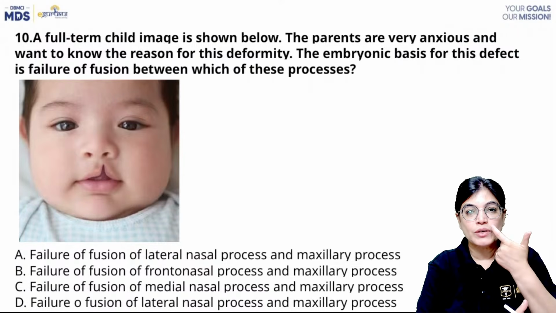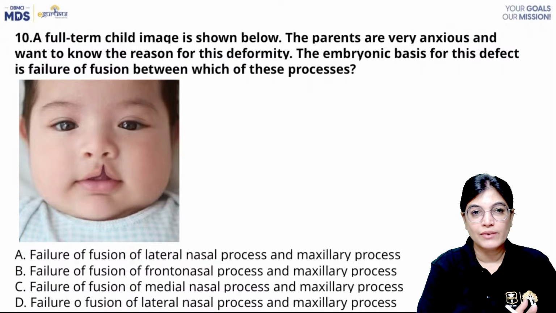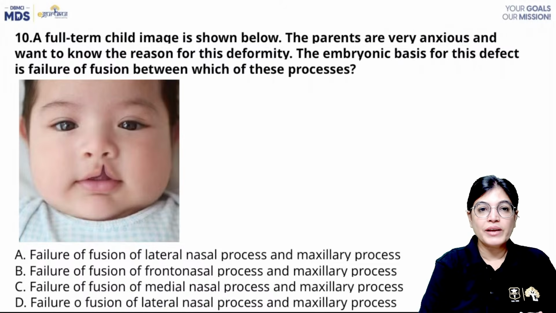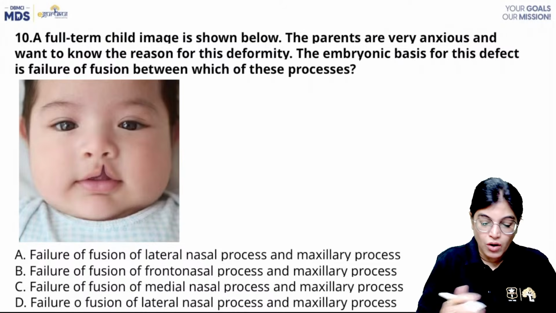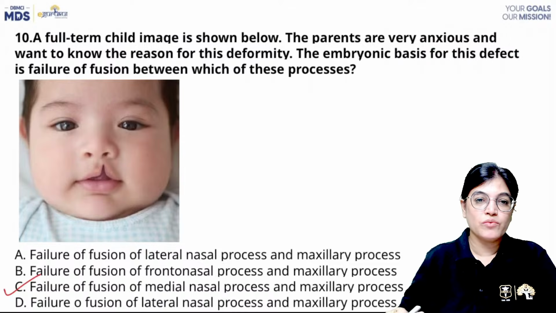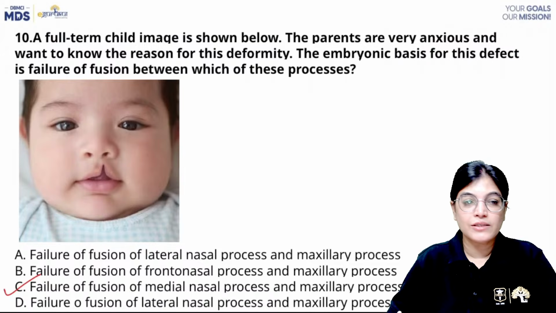In this image, you can see a case of unilateral cleft lip. It's a full-term child, and the parents are very anxious and want to know the reason for the deformity. The embryological basis of the defect is the failure of fusion of the medial nasal process and maxillary process. So we have C as the correct answer.